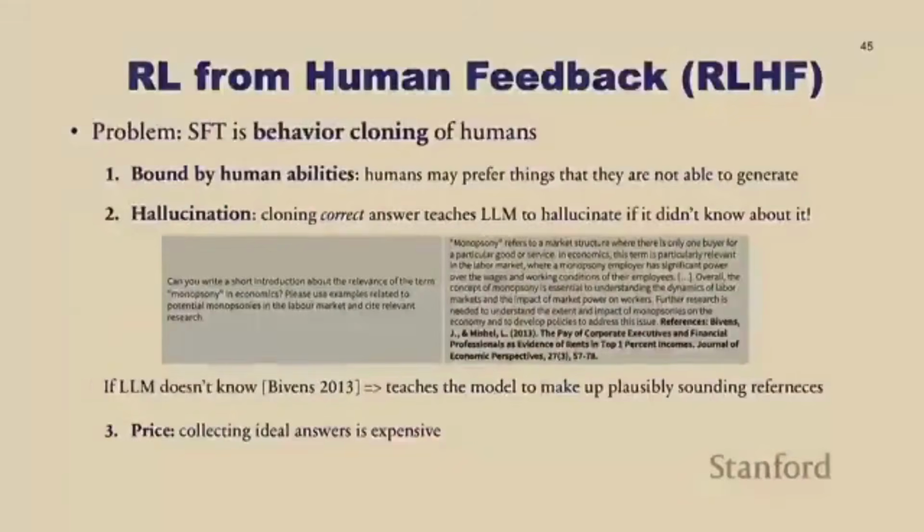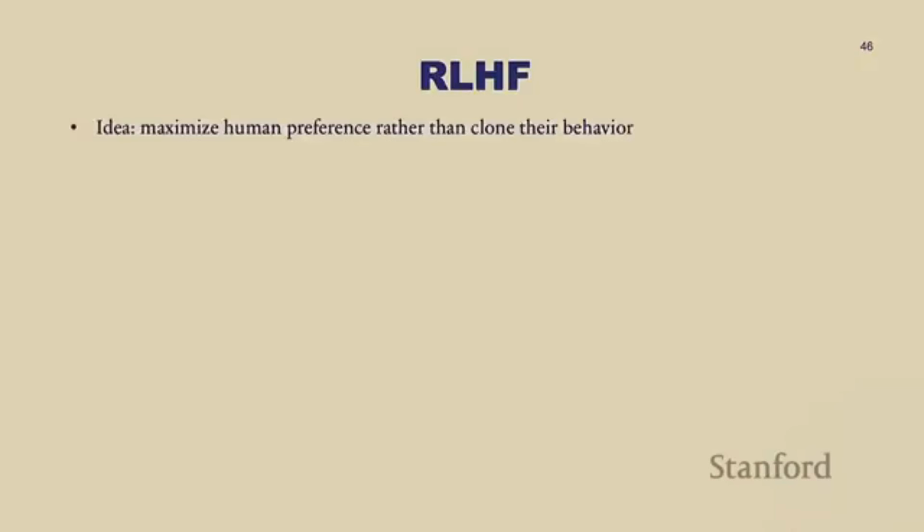Great. Problem number 3, price. Generating the ideal answers is very pricey. That comes back to your question: humans writing the entire answer is actually pretty expensive. So that's where RLHF comes in. The idea is that instead of cloning the behaviors of humans, we're going to maximize human preference.